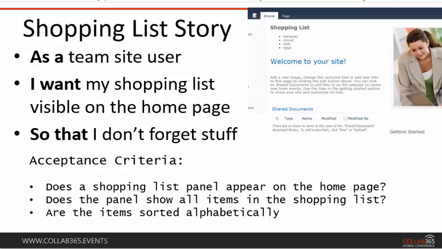In this case, we've come up with this rather contrived example where the analyst, or the business owner, has decided they want a shopping list to appear on the home page of what looks like their 2007 SharePoint site. You'll notice the first acceptance criterion is, does a shopping list panel appear on the home page? Now we'll probably implement that as a web part, or we might do it client side, and we might use some other approach, such as some sort of add-in. But you'll notice that the requirement doesn't say which one that's going to be.